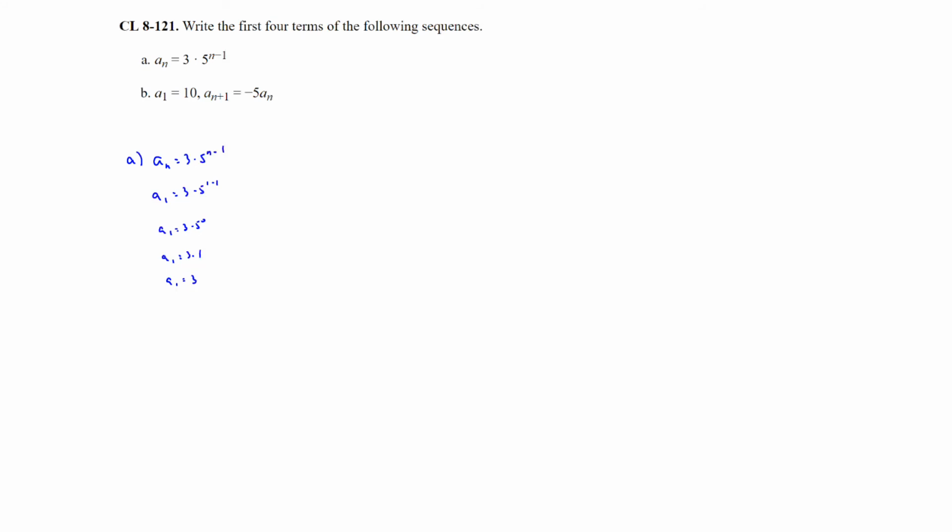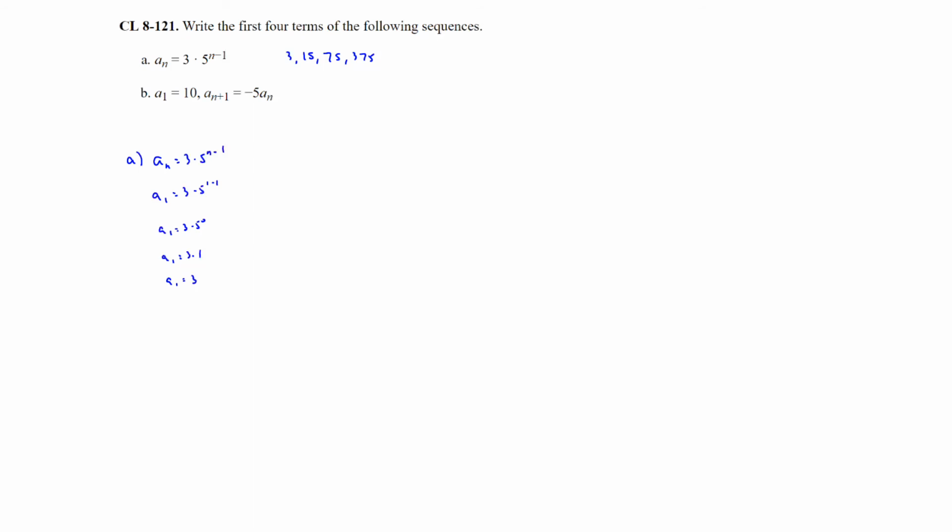That's the first term. Now, we don't really need to keep plugging these in because we can see by the sequence it's geometric and each term is getting multiplied by 5 each time. And so now we can just take 3 times 5 is 15. 15 times 5 is 75, and 75 times 5 is 375.